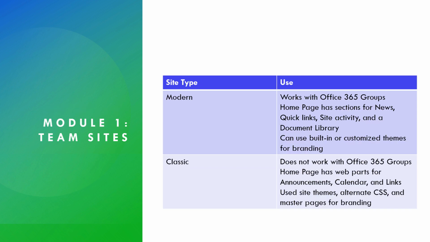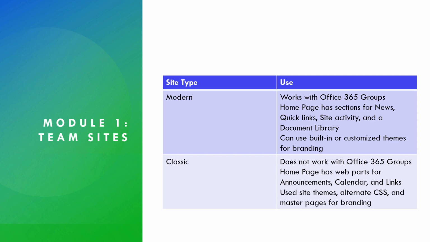Now, when it comes to team sites, when you're creating the team site, there are two different types that you can create, a modern type and a classic type. The difference between the two really is that with modern, you can work with Office 365 groups.